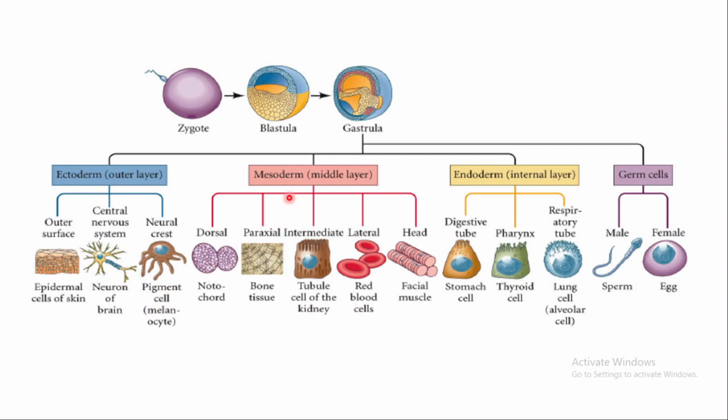While the mesoderm or the middle layer will form dorsal notochord, bone tissue, muscles, and connective tissues: blood, bone, muscle. Endoderm, the internal layer, will form the digestive tract, inner lining of the digestive tract, the lung cells, alveolar cells, pharynx. While germ cells do not derive from the ectoderm, mesoderm, and endoderm, they are specified separately in the developing embryo. That's why they have a different lineage here.